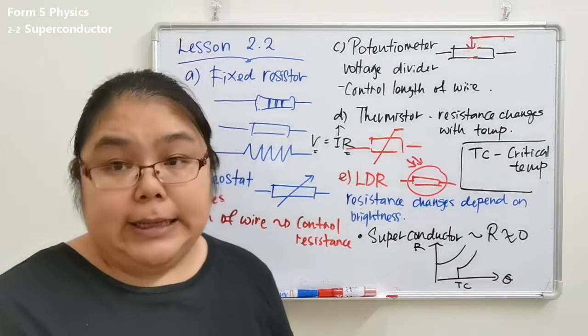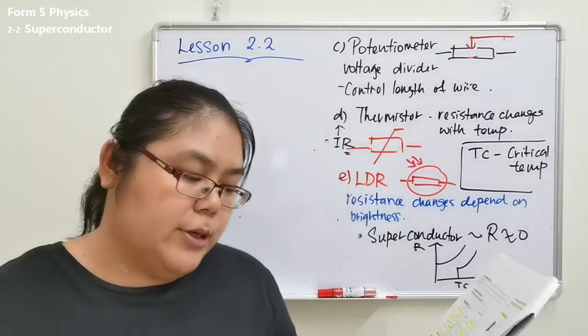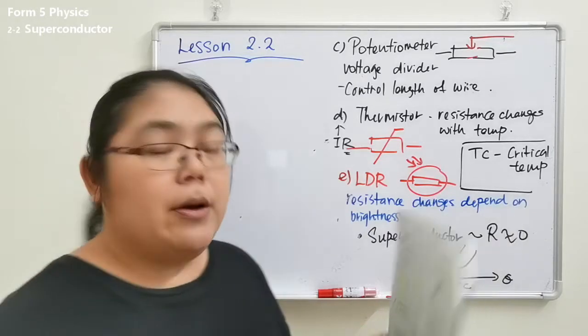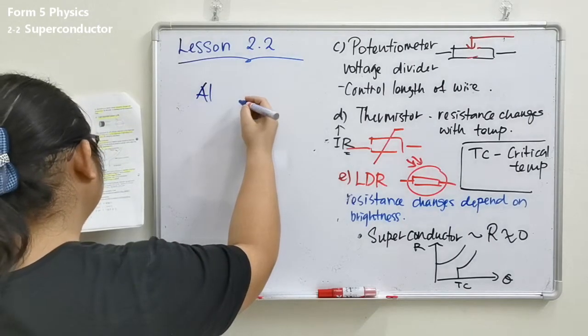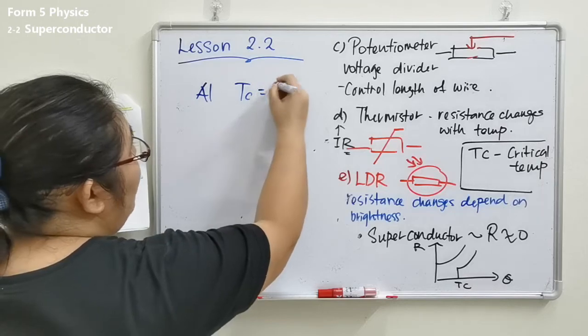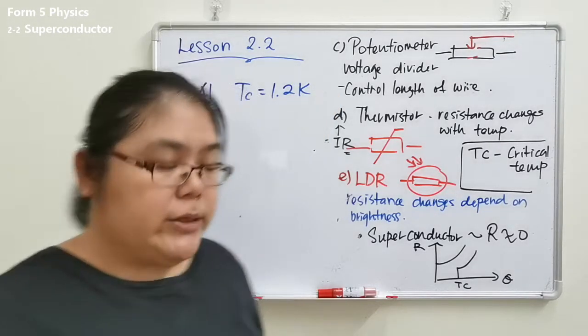Okay, so let me clean the board first. We see some examples of superconductors for certain metals. From here they talk about aluminium. For aluminium, to achieve superconductor, the critical temperature must be 1.2 Kelvin. We're going to see what 1.2 Kelvin actually is.